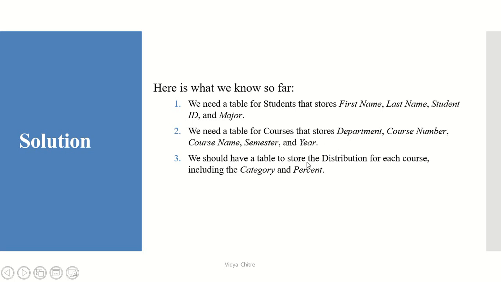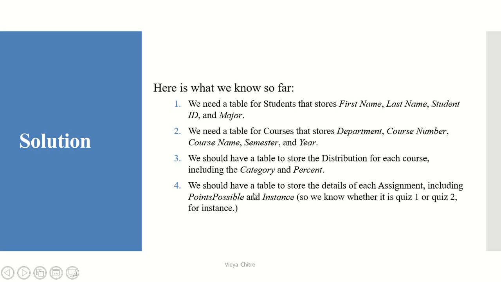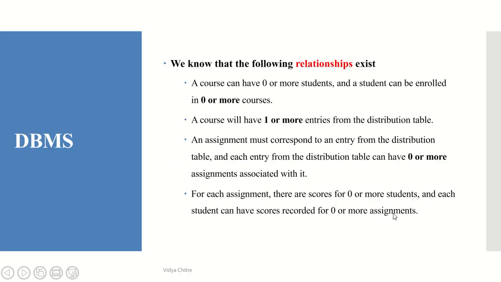Next, we have to have a table for the distribution, and for each course, we have to include the category and the percentage for it. Along with that, we should have a table to store the details of each assignment, including the points possible and instance number. So how many quizzes are there?